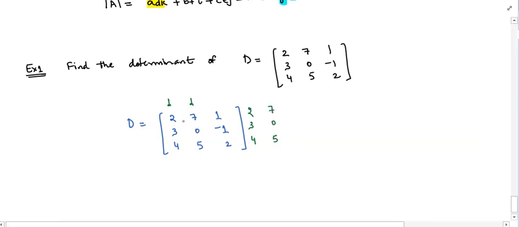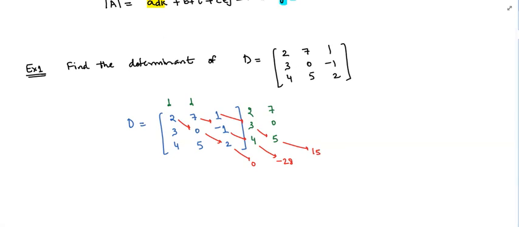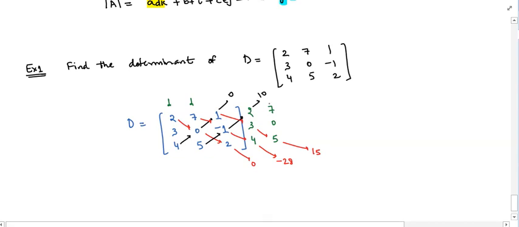Then we multiply diagonally starting from top to bottom. 2, 0, 2. This gives you the number 0. 7, minus 1, 4. 7 times 4 is 28, with the minus 1 gives you minus 28. 1, 3, 5. 5 times 3 is 15. Moving upward, the upward diagonal. 4, 0, 1 gives you 0. 5, 1, 2 gives you 10. 2, 3, 7. 2 threes are 6. 6 times 7 is 42.